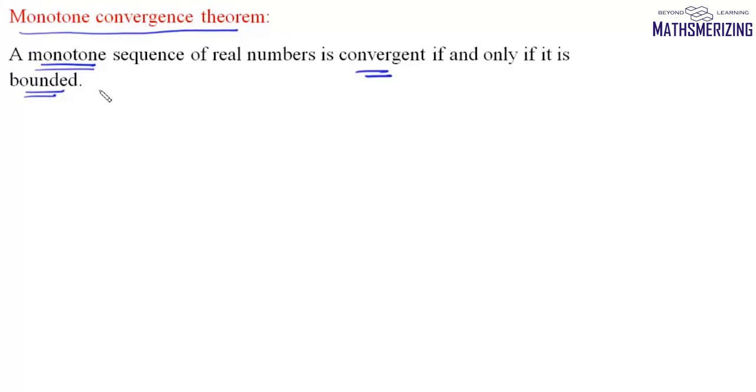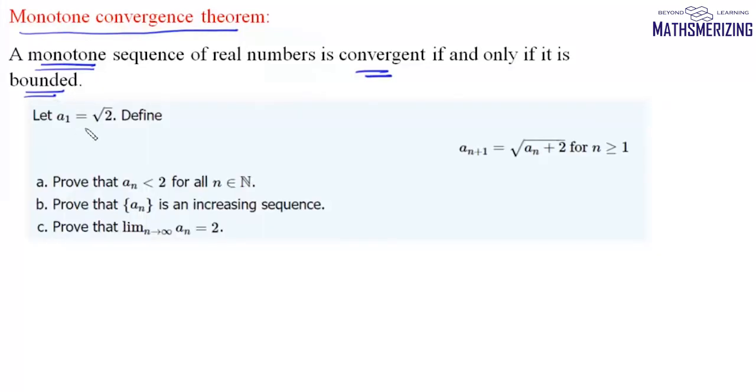Say for example, we are given that a1 equals root 2 and a(n+1) is under root of an plus 2 for n greater than or equal to 1. Now the first question is: prove that an is less than 2 for all n belongs to N. Now we'll prove this first part using induction. So our assertion is Pn, which is an is less than 2.